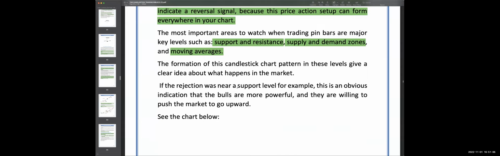The formation of this candlestick chart pattern in these levels gives a clear idea about what happens in the market. If the rejection was near a support level, for example, this is an obvious indication that the bulls are more powerful and they are willing to push the market to go upward. See the chart below. So here's a clean example.